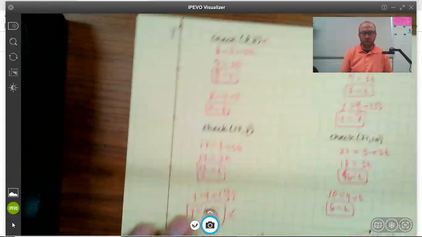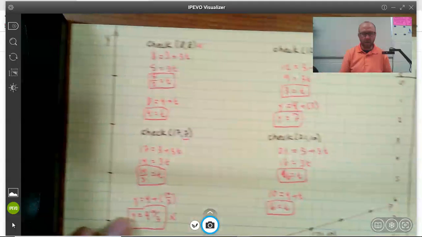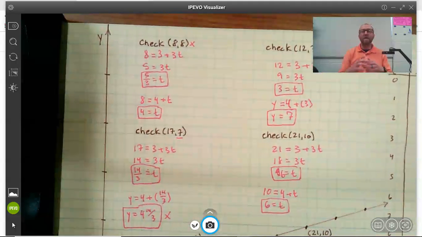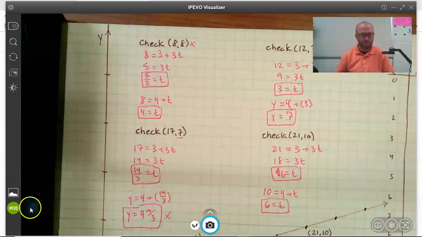All right, so two different approaches there, both of them illustrated, to check and see using algebra, and not just by visually looking at the line, whether or not a point is or is not on the line. And we're finished.